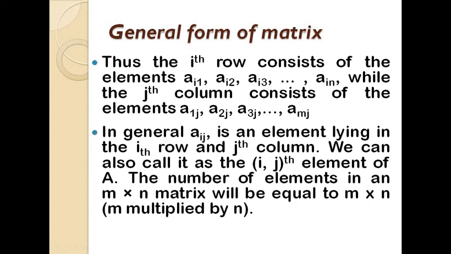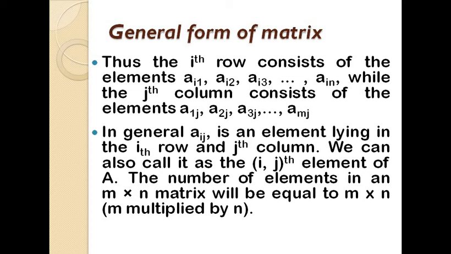In general, Aij is an element lying in the ith row and jth column. That means whenever we write Aij, we are denoting an element of the matrix which is lying at the ith row and jth column. We can also call it the (i, j)th element of A, meaning the row number is i and the column number is j.